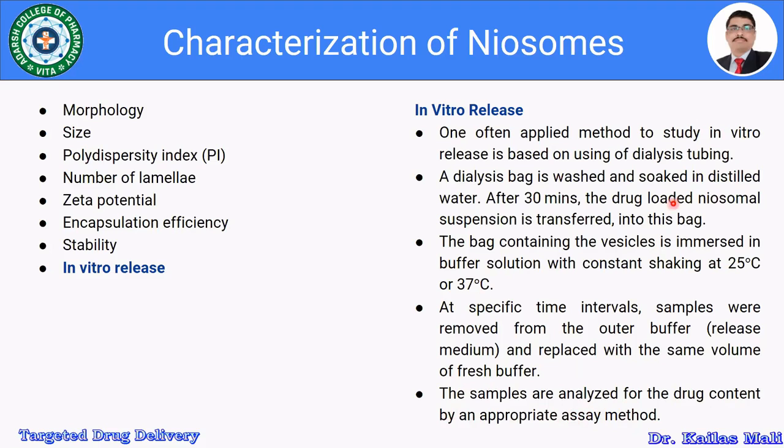So simply, here we are using the dialysis bag. In the dialysis bag, we place the drug loaded Niosomal solution, and place this dialysis bag into the release medium, which has a temperature of 25 to 37 degrees Celsius. After a predetermined time interval, we remove the sample and analyze it for the drug. So this is about the drug release. Herewith we have finished the characterization of the Niosomes.